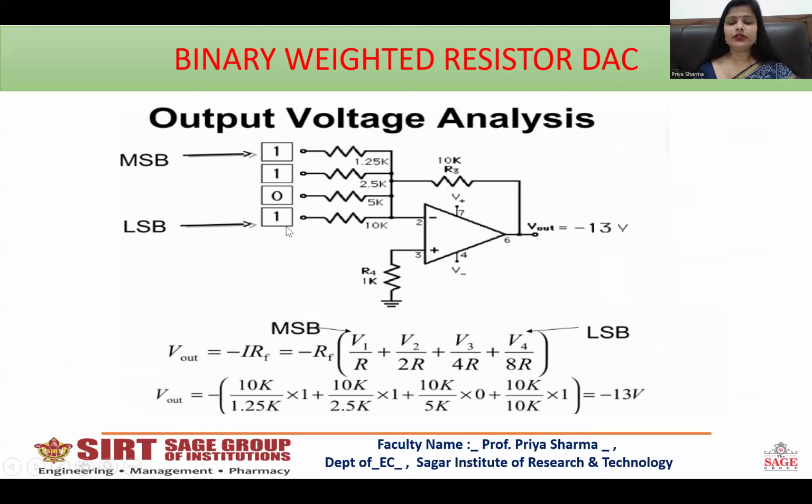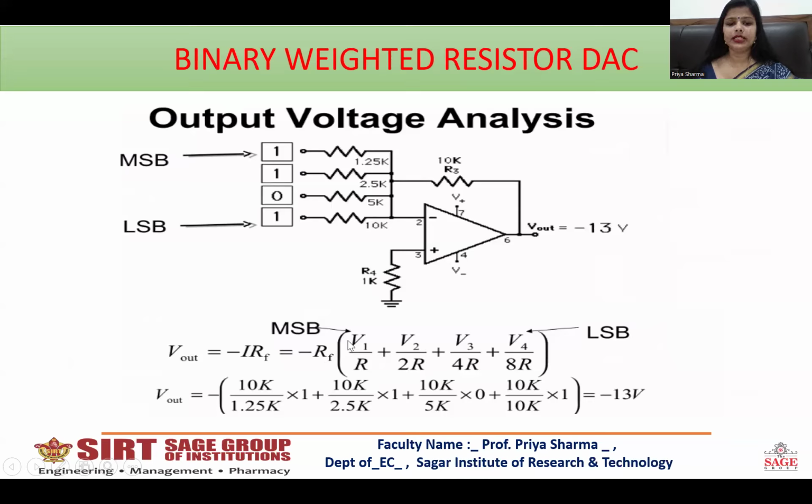Topmost is the MSB, lowermost is the LSB. This is the equivalent resistor weights. This is the feedback resistor. This is the ground resistor, and we have to calculate this output voltage. So from Ohm's law, it is clear that V out is equal to minus IR. I can be written as V by R. So taking RF as common, it is V1 by R plus V2 upon 2R plus V3 upon 4R plus V4 upon 8R.